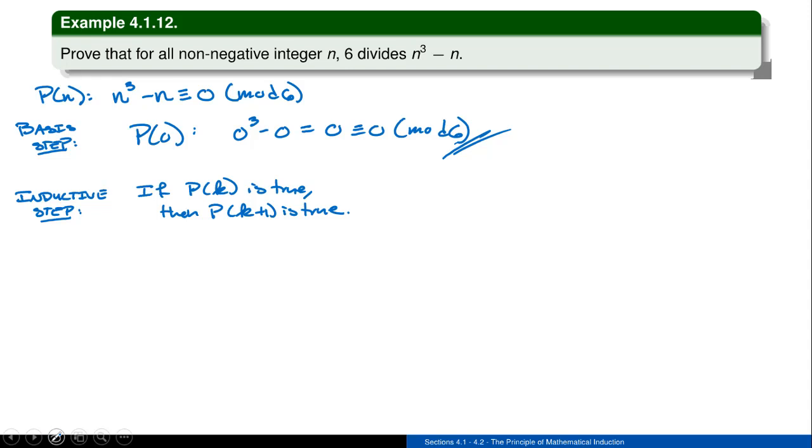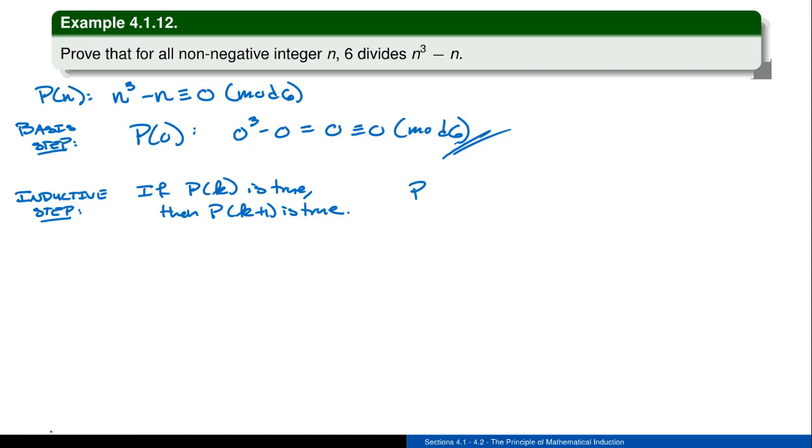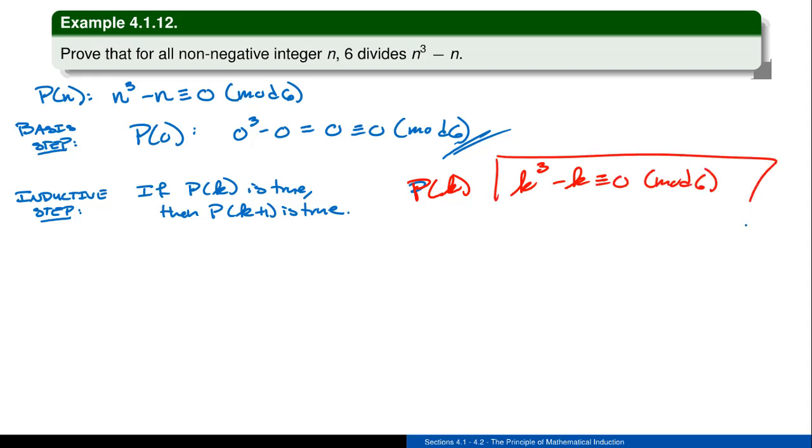So here's where things get a little bit more dicey. I now have to dive into this inductive step. So here's where I get to assume Pk is true. Let me actually make that red. So Pk in this case is going to say that k cubed minus k is going to be 0 mod 6. So in this case, I'm at the kth rung of this ladder, and I want to go up one extra step. So what I want to show, and I'll do this in green, is that P of k plus 1 is true.